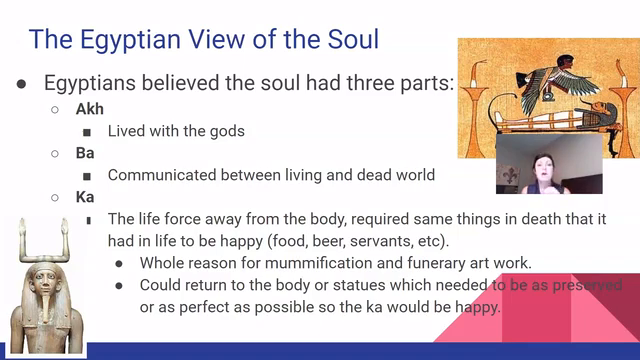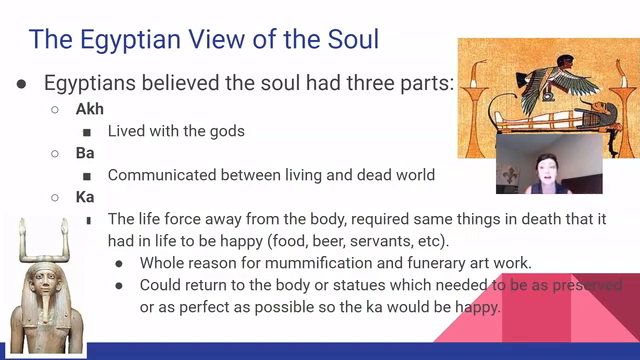And you don't want that Ka to be unhappy. You want to make sure that it has everything that it needs, that it liked in life. So food or drinks or servants or music or horses or chariots. King Tut's tomb had chariots in it and jewelry and all of the things that he liked in life.